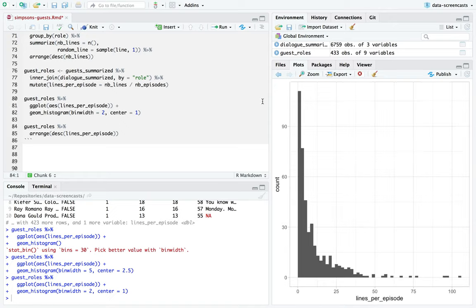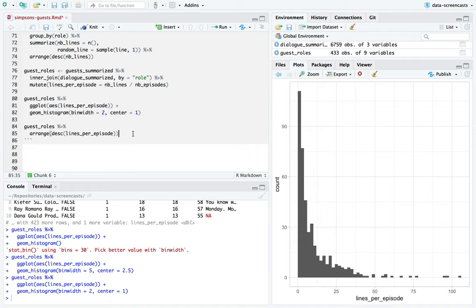What this shows is, most guest stars have relatively few lines. Some have a lot in one episode, but generally, at the point where you'd have more than 10, 20 lines, these you'd say are the characters that are actually playing an actual character in the episode, as opposed to just doing one joke, just being in one scene.